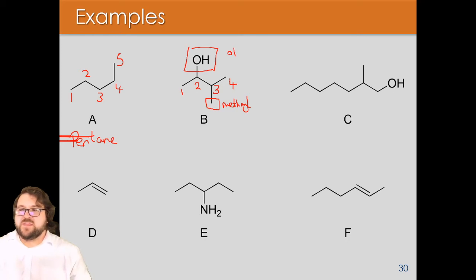2-methyl butan-2-ol, because I've got a 4-membered chain. Oh, did I say 2-methyl? 3-methyl butan-2-ol. I think I said that wrong. 3-methyl butan-2-ol there, because the methyl is in the 3rd position along. Apologies if that confused you for a second.